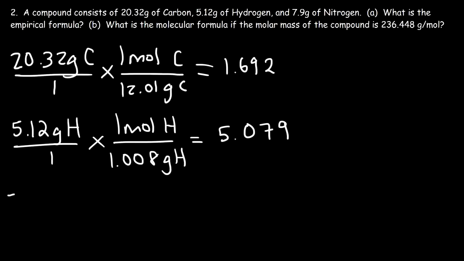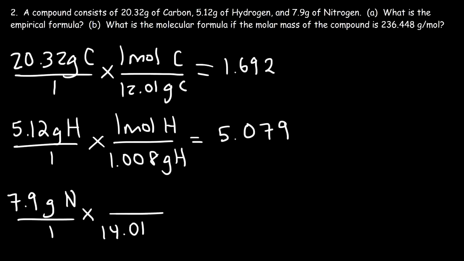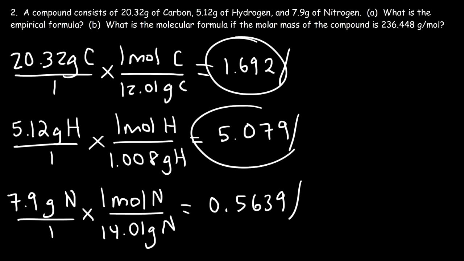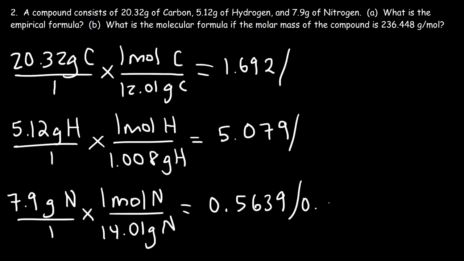And finally, let's move on to nitrogen. We have 7.9 grams of nitrogen, and the molar mass is 14.01. So this will give us 0.5639 moles of nitrogen. So now let's divide each number by the smallest of these 3 values. So the smallest is 0.5639.